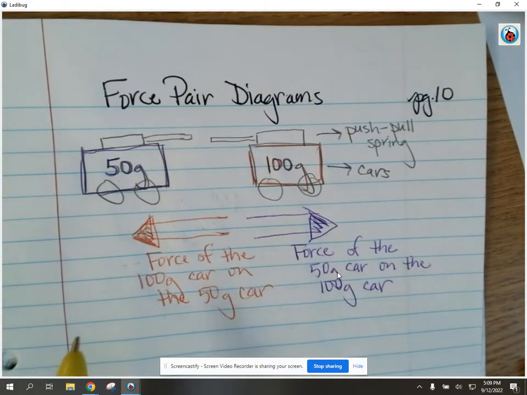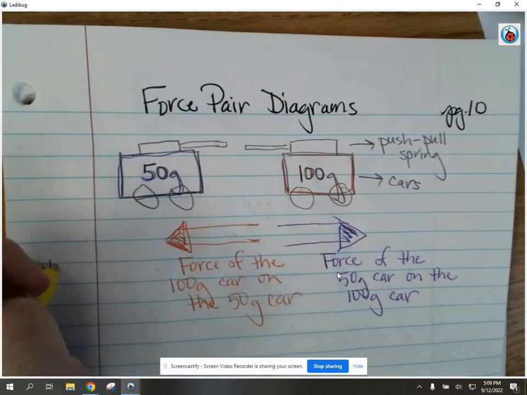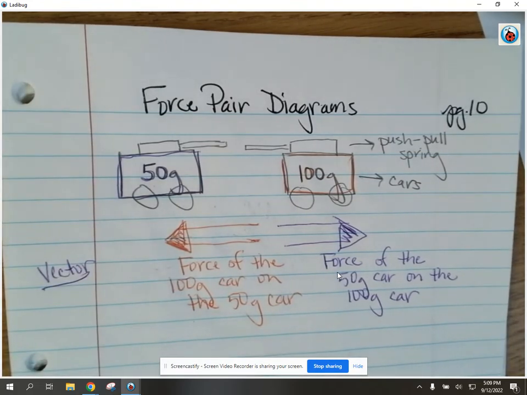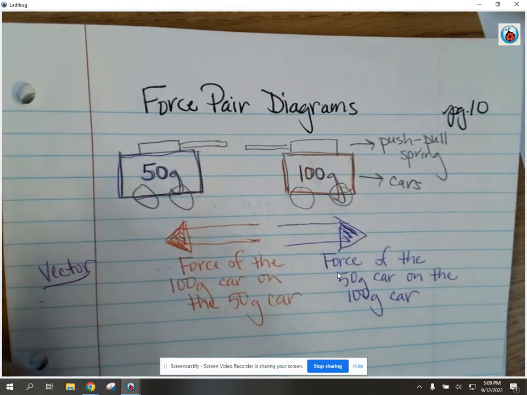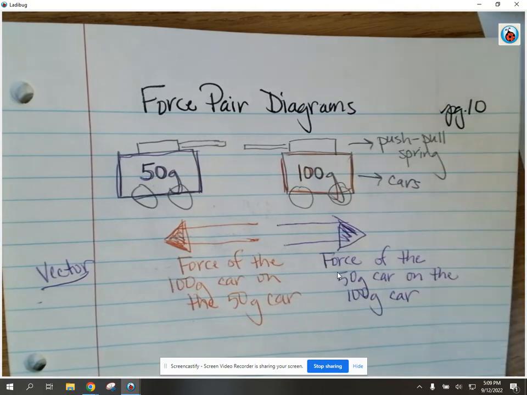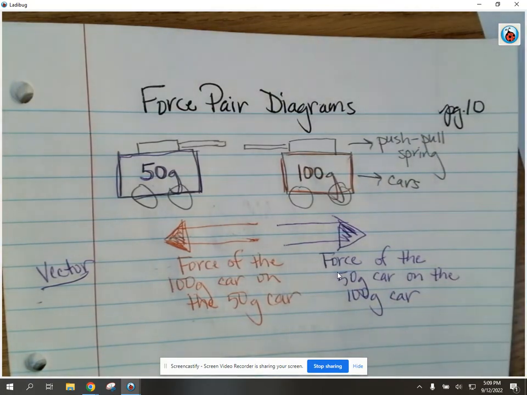Okay, so force is a vector. If you'll remember good old Vector from the Minions. Can you remember the name of the movie? And the vector shows direction and magnitude. So the direction is always opposite, and the magnitude we're showing by the fact that the arrows are the same in size. Okay, let's do a different one.